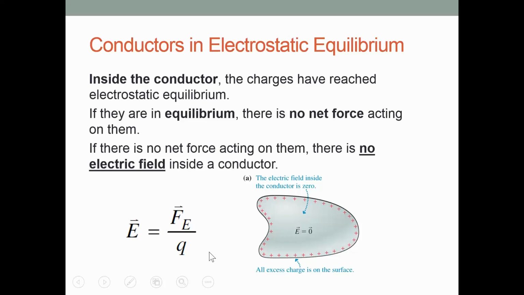And we use this relationship between electric field and electric force. We said electric field is the electric force per unit charge. Well, if there's no net force acting on a charge at any point, if that's zero, then that means the electric field must also be zero. So if you go to the center of a conductor, the electric field anywhere inside the conductor is going to be zero because it's going to have no force. Once it's in equilibrium, there will be no electric force in the center.